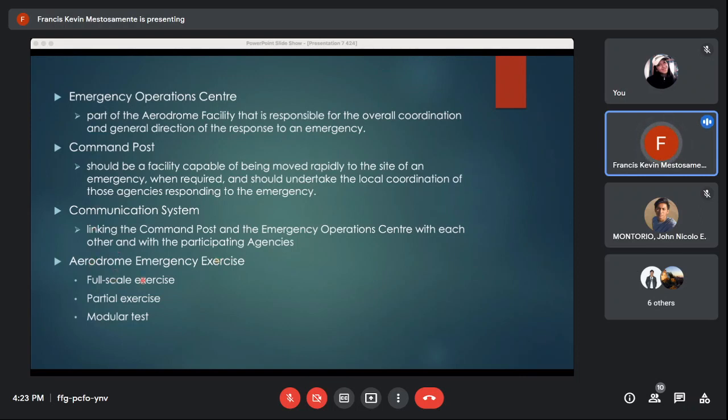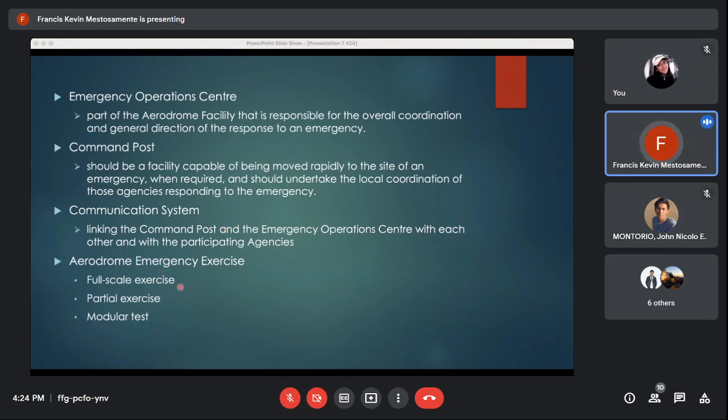Another one in this slide, we got the aerodrome emergency exercise. So we tackled in the first and second slide that we should have this emergency planning. We got the plan set out. We got documents to support this. Same as in school, during your high school days, we also had exercises for employees to be familiarized with this emergency plan.